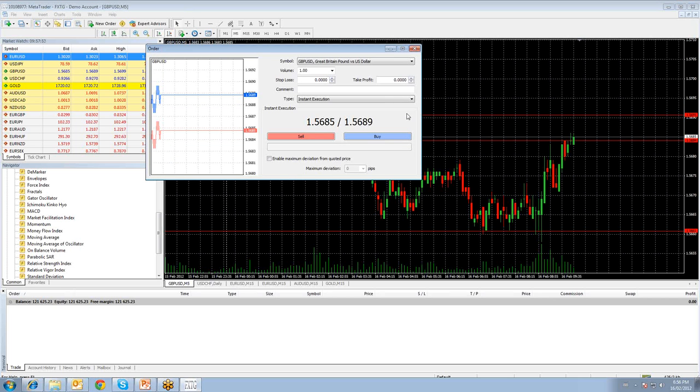So if you got filled at 156.92 and you're making 8 pips on it, obviously you're going to get out at 157 flat. That's how it would work.